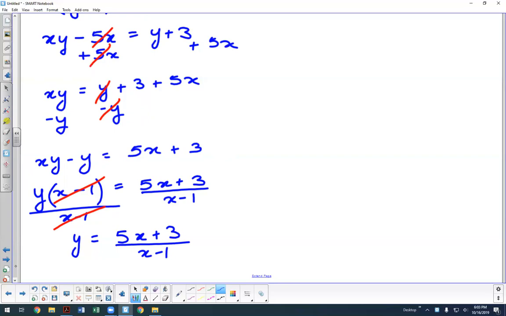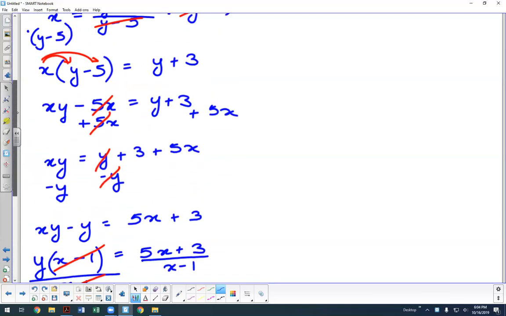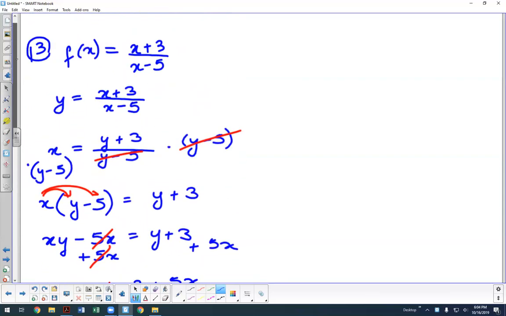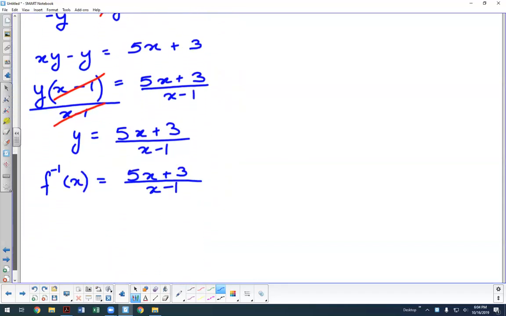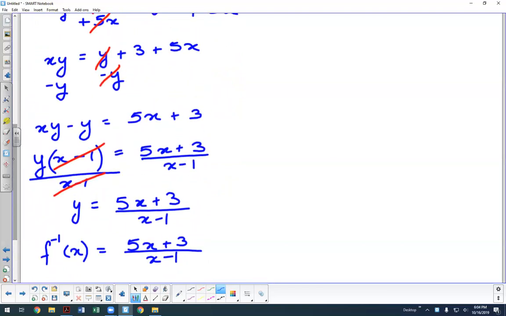Okay. This is going to be our inverse function. So it looks a lot different than the original function we started out with. So just replace your y with the inverse notation. So our original function was x plus 3 over x minus 5. And you can see its inverse function comes out to be 5x plus 3 divided by x minus 1. Okay, now we still need to check and make sure that our domain and range are going to interchange.